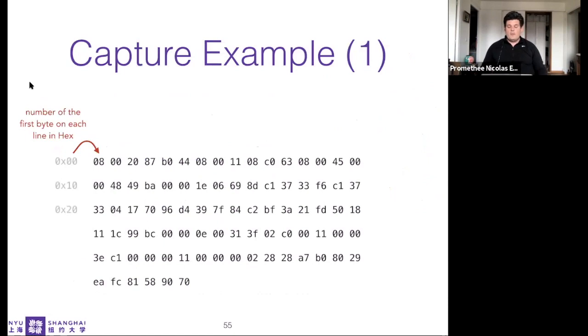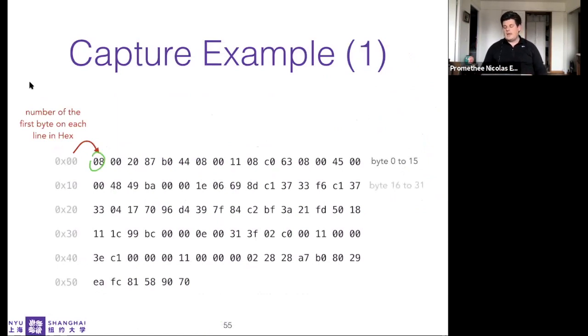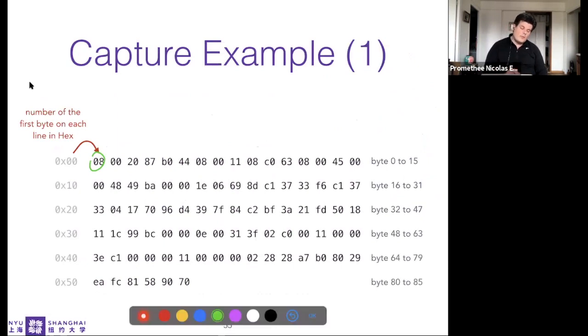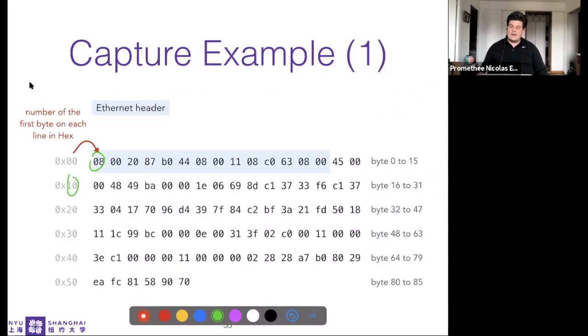As you may remember, when we have the traces, sometimes we provide the first column with the number of the first byte here. You see, this is the number of the first byte, which means that on each line I usually have 16 bytes. That's the reason we go from 0 to 10, because it goes from 0 to 16, since we have 16 bytes. So here what we can see is that this is Ethernet.